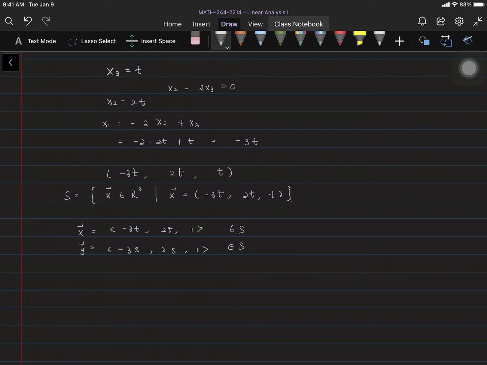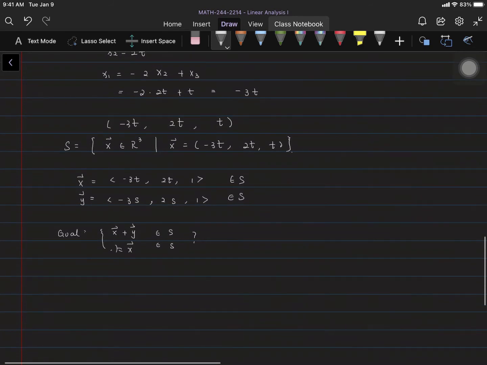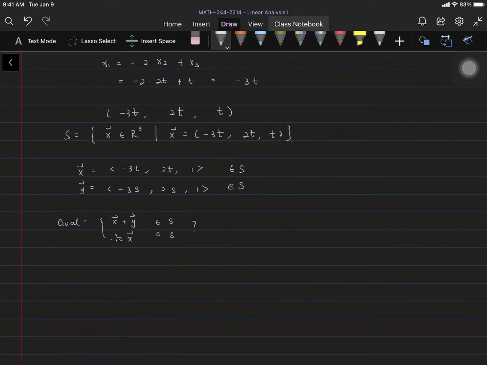And next, we want to test our goal. We want to see if this and this still belong to S or not. We want to see this because we want to see if S is closed under addition and scalar multiplication. Let's do the addition.